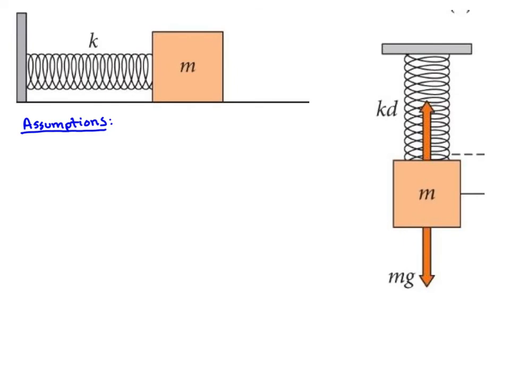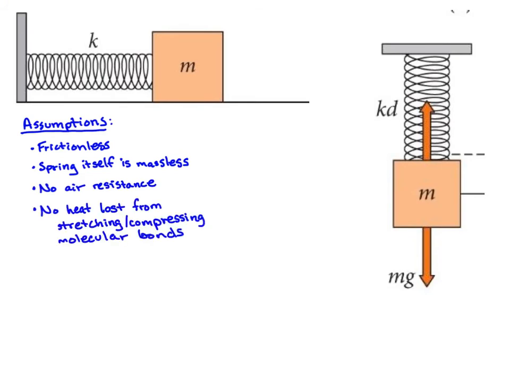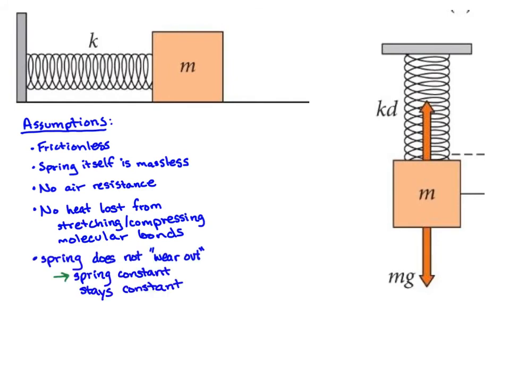For the horizontal system, we assumed the tabletop was frictionless, the spring was massless, there is no air resistance, no heat was lost through the stretching and compressing of the chemical and molecular bonds within the spring, and the spring retains a constant spring constant. It does not get stretched over time, losing its spring stiffness. For the vertical system, we make similar assumptions. All of these assumptions make physics easier, and we like to make physics easier.